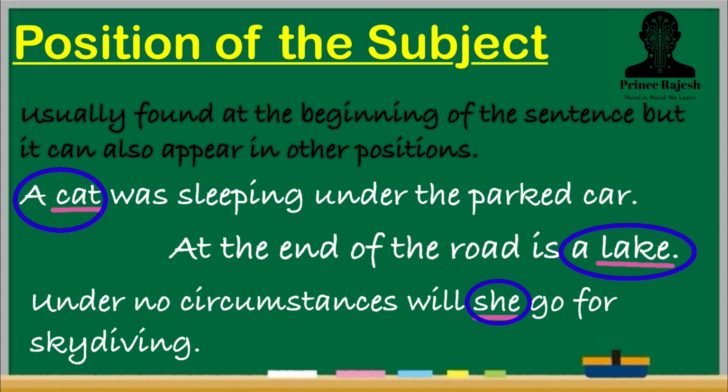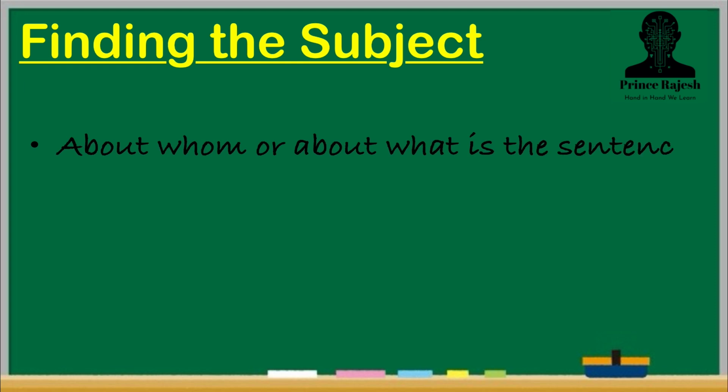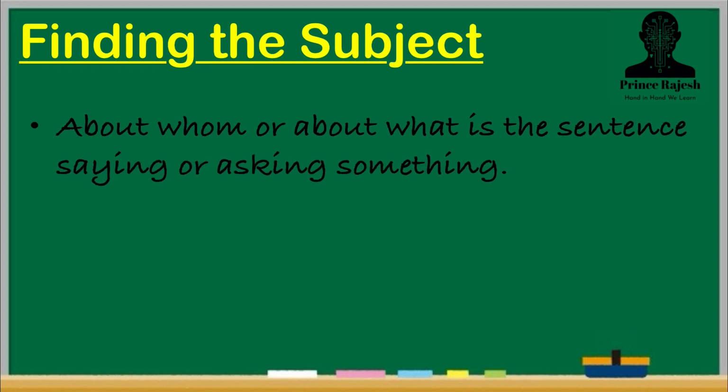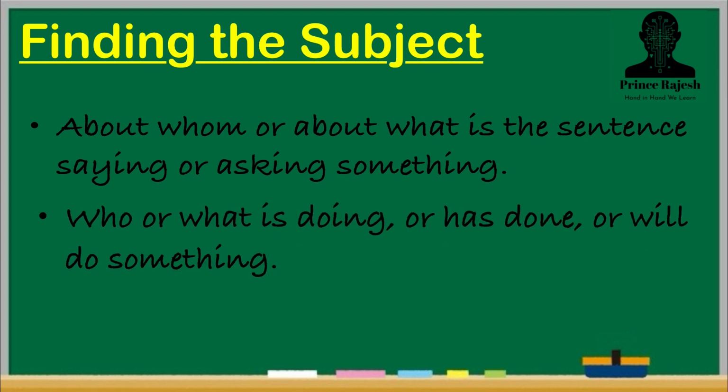Now let's see how to find the subject from sentences. A sure way to find the subject is to answer one or the other of these questions. The first question, about whom or about what is the sentence saying or asking something? Second question, who or what is doing or has done or will do something?